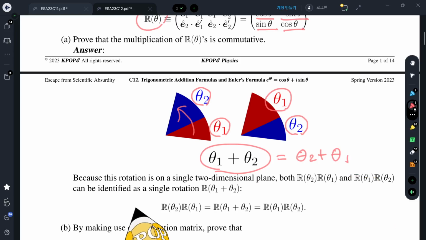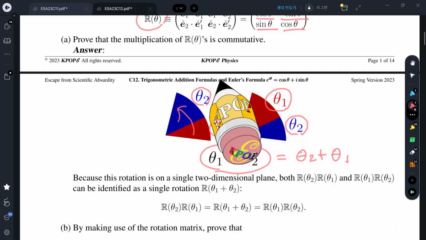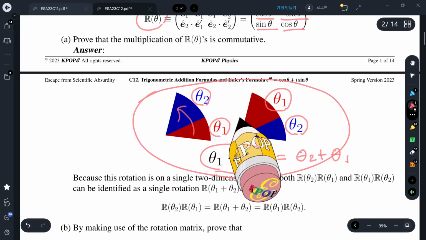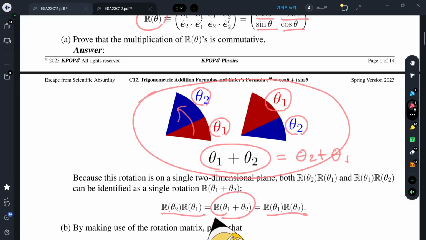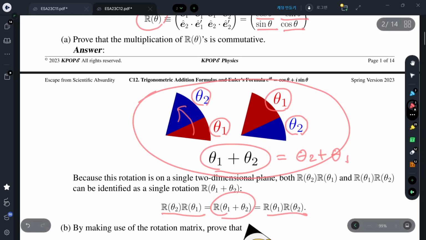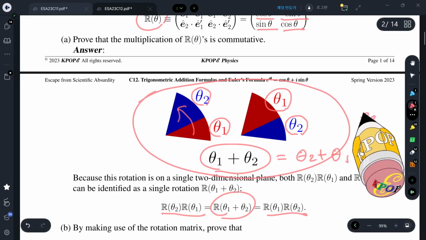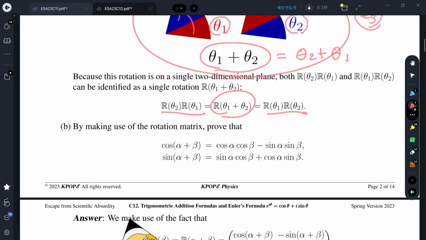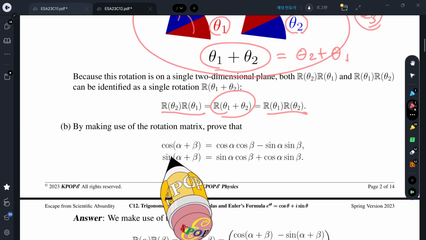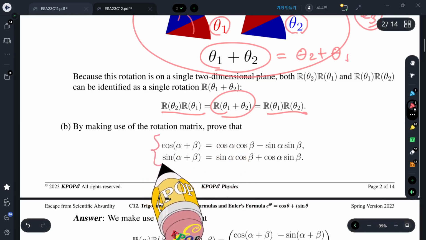So without any explicit computation, evidently it is manifest that the product of rotation matrices must be the same as a single rotation matrix if we keep the axis of rotation the same. However, it is not true if we change the axis of rotation. So this is a special case. We keep rotating with the unit basis vector along the z-axis. By making use of the rotation matrix, prove this sinusoidal addition formula.